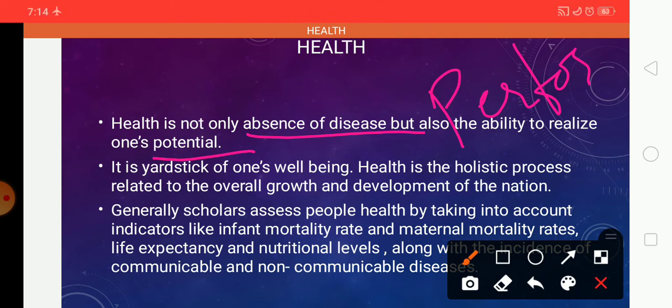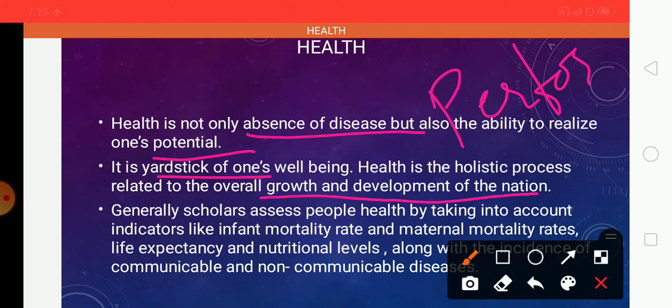One is able to be normal without any disease and without any problems. And the second factor is that one is able to work and deliver as per the needs of the country and be as productive as possible, which says that a person is healthy. Health is a yardstick of one's well-being. Yardstick means a measuring rod, which measures how the person will perform and what their potential will be. And health is the holistic process related to the overall growth and development of the nation.